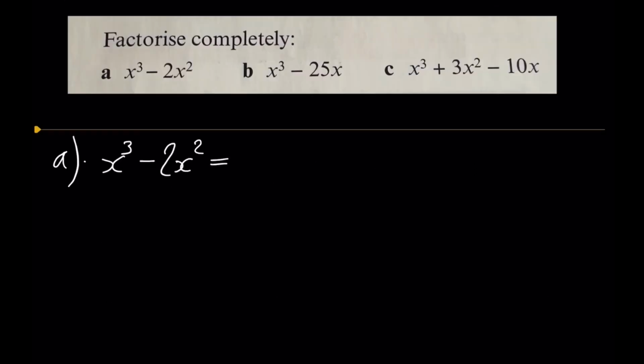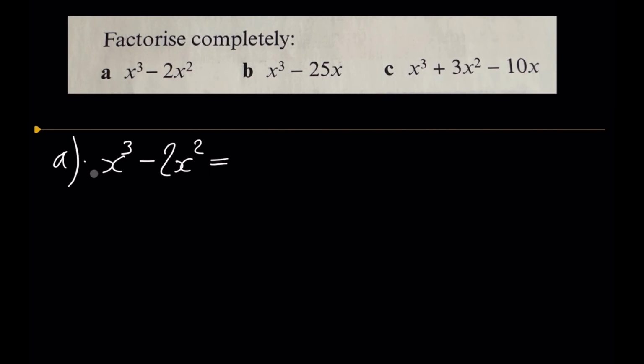Okay, now for the third set of examples. This time we've got an x cubed. This is the first time we've seen this. And the same concept applies. The common factor in both minus 2x squared and x cubed is x squared. How do I know this?